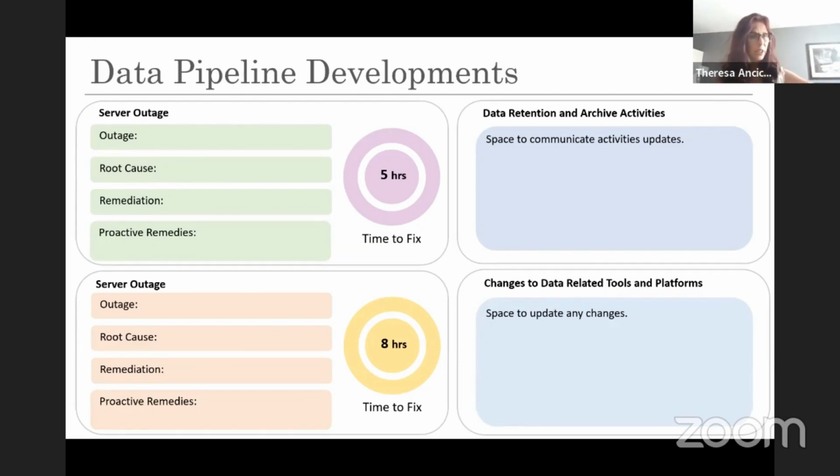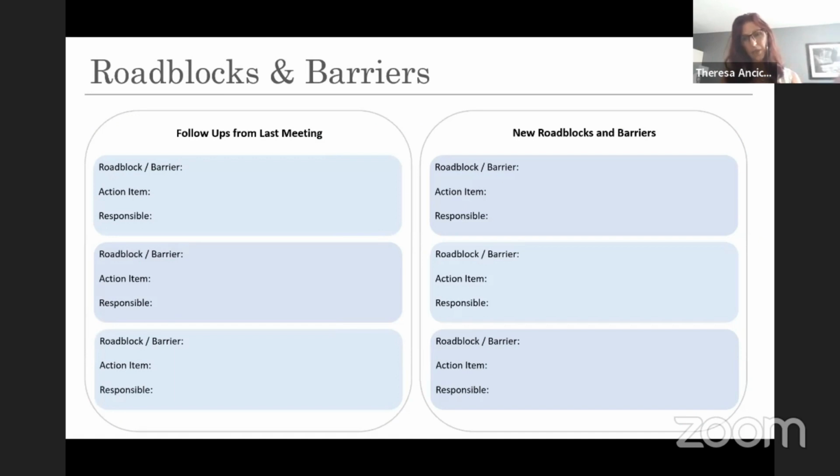What kind of anomalies can we expect to come up? How many server outages? Is it going up or down? And the last slide, I'm talking about roadblocks and barriers. So this is where any of the data leaders can bring their roadblocks and barriers forward to that executive council, and they can collaborate different ways to solve those issues. Any action items that need any advice given, we covered that on the last slide.